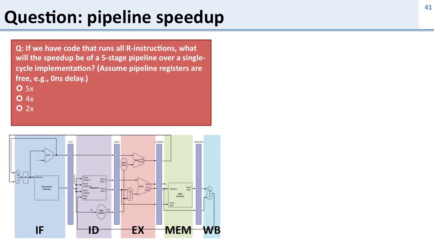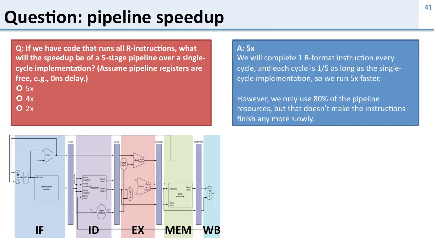Another question. If we have code that runs all R instructions, that only R instructions in the code, what will the speed up be for a 5-stage pipeline over a single cycle implementation? And here you can assume pipeline registers have 0 delay. Well, we'll be running 5 times faster. We'll complete 1 R format instruction every cycle, and each cycle is a fifth as long, so we'll run 5 times faster. However, we're only going to be using 80% of the pipeline, but that doesn't make the instructions run any slower. It just means one part of our pipeline isn't being used.